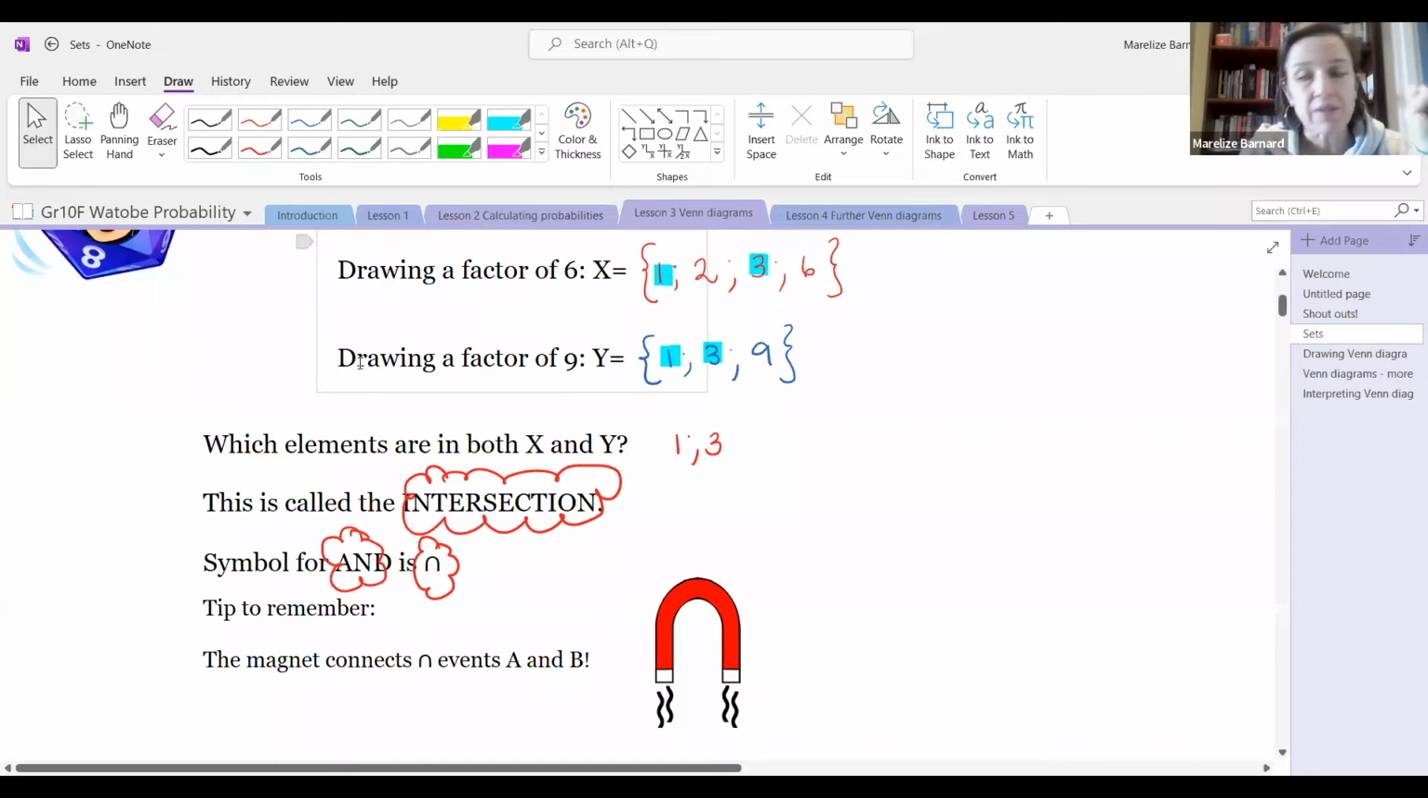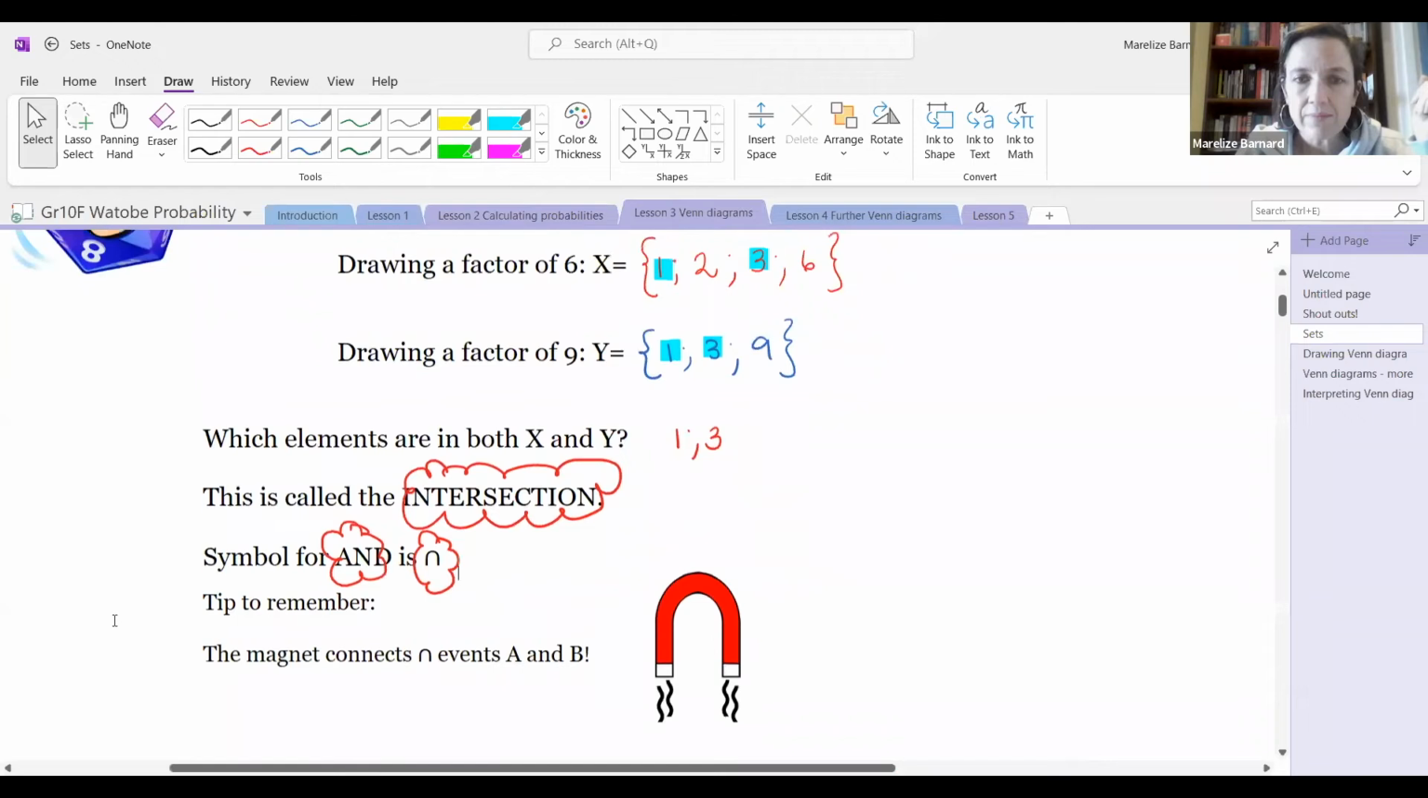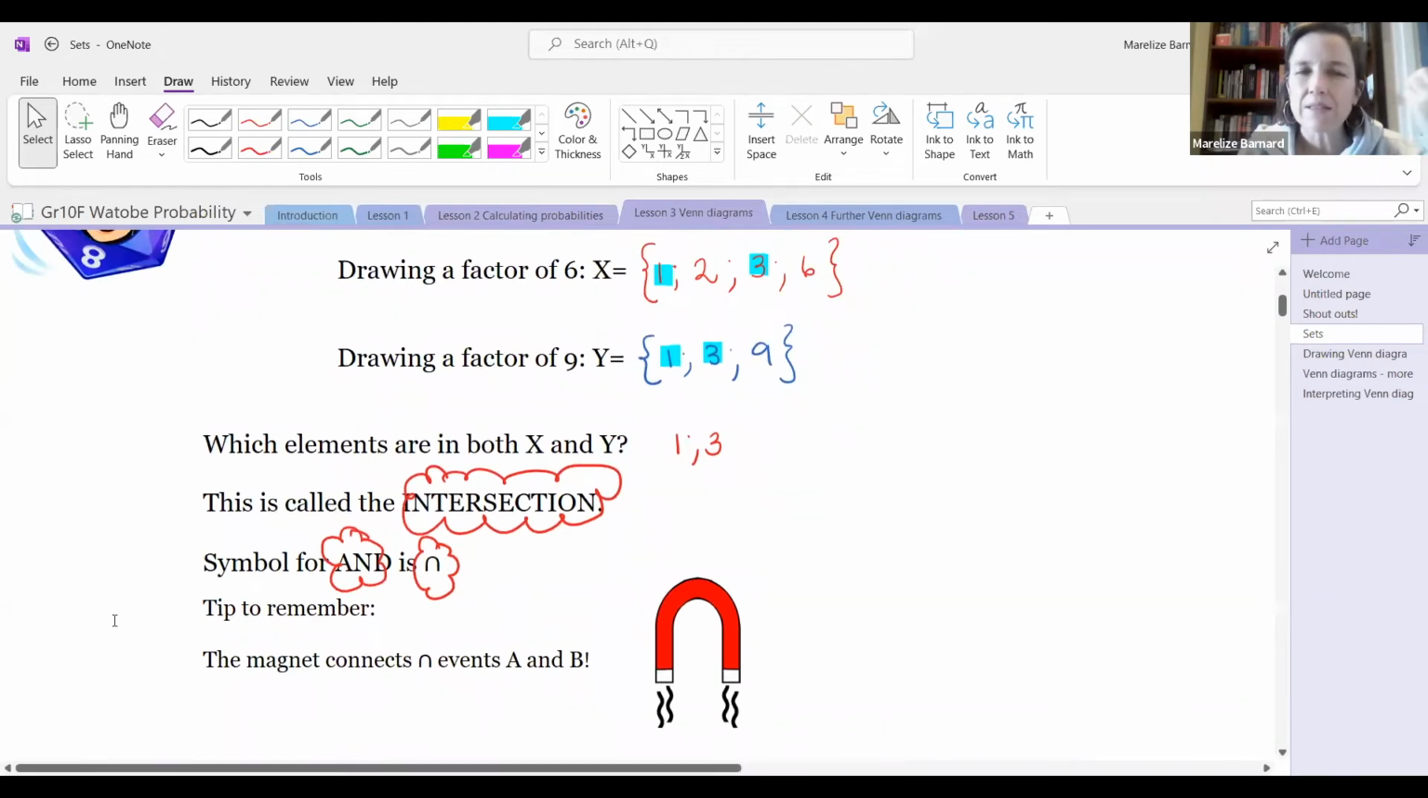The definition of intersection, I'll do it in a minute, but I think the definition is not so important for now. Just listen carefully and understand the whole idea that intersection looks at the elements that are in both of the two events. So if I look at X and Y, the things that I have in X that I also have in Y are 1 and 3. So that is what is called the intersection. Just the things that they have in common, that are in both X and Y.